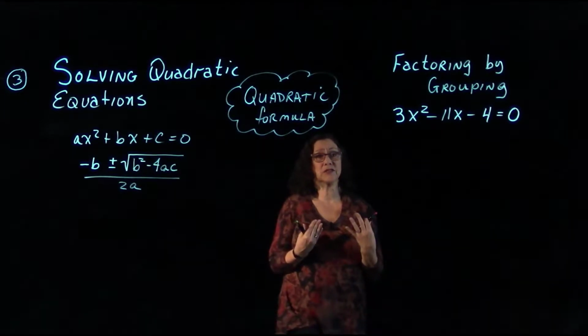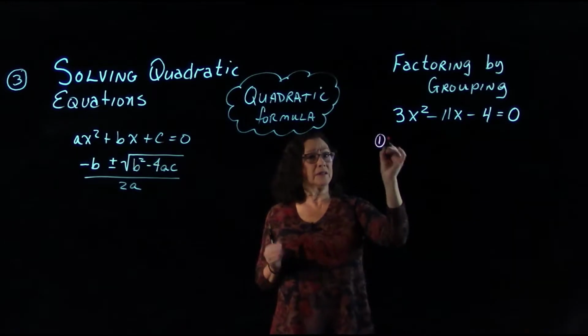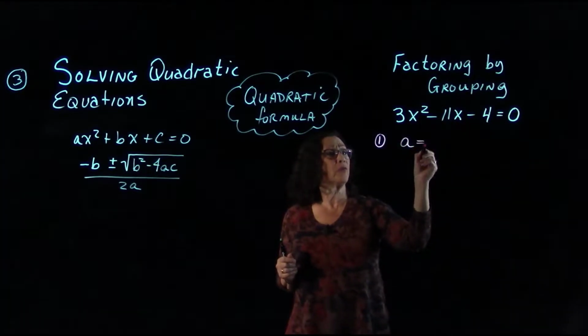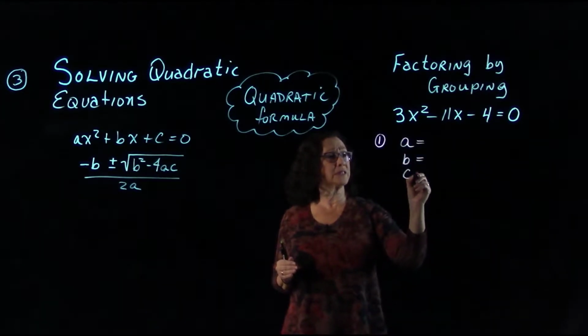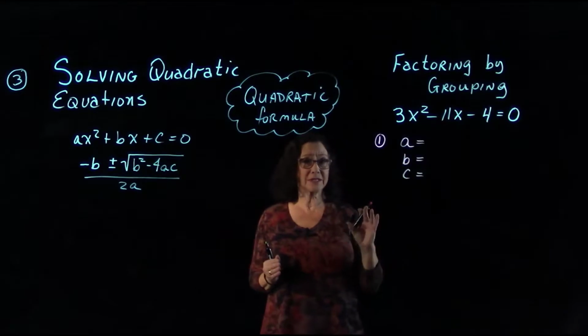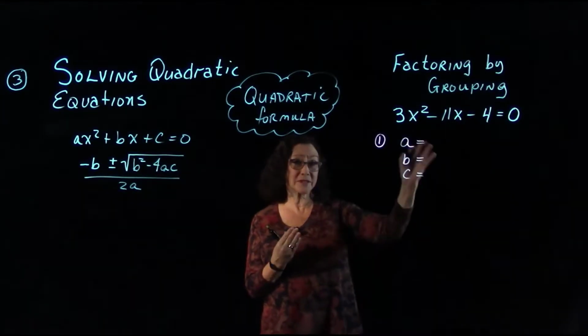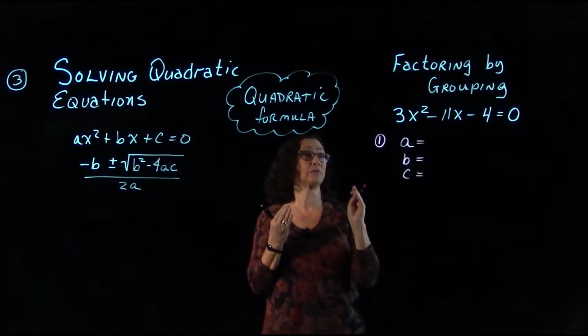The first thing I like to do is set up a little table where I tell myself what is my a, what is my b, and what is my c. The reason I do this is I tend to lose the negative signs all the time. So this is a way of sorting it out so you can visually see what each of these variables represent.